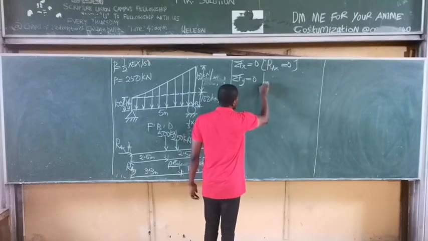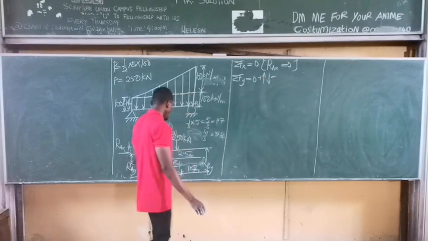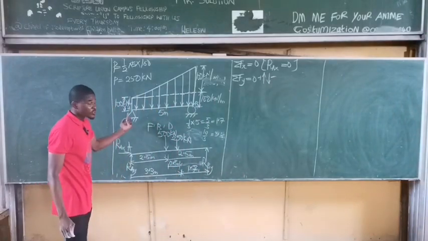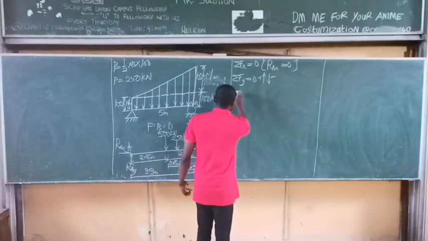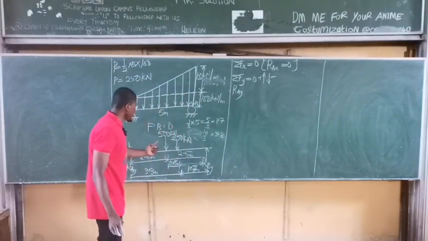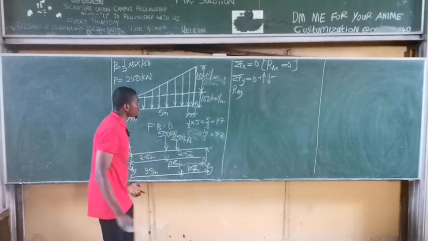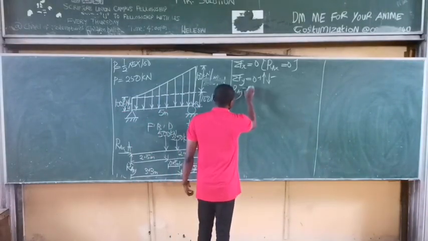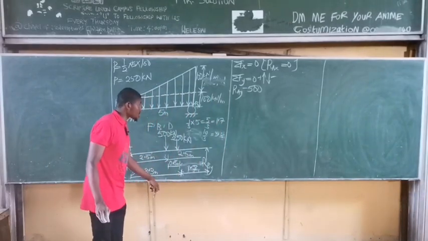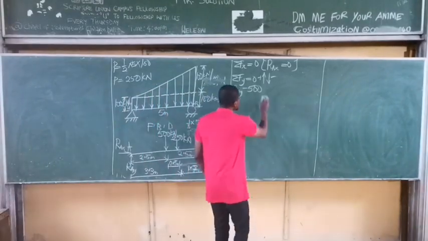We consider vertically upward force to be positive, downward force to be negative. Forces pointing upward, we have RAY pointing upward, so it's positive. You simply have RAY. You have 500 kilonewtons force acting downward, so it's negative, minus 500. You have 250 kilonewtons force acting downward, so it's negative, minus 250.